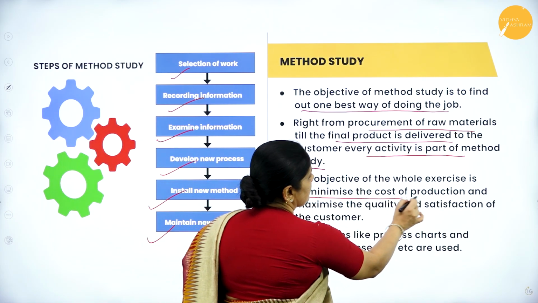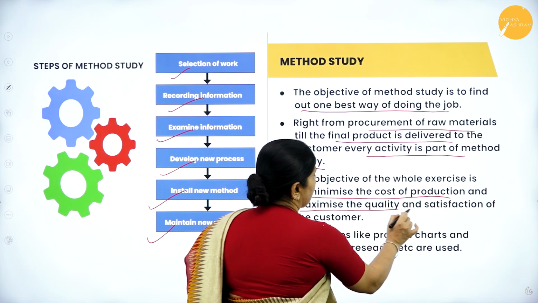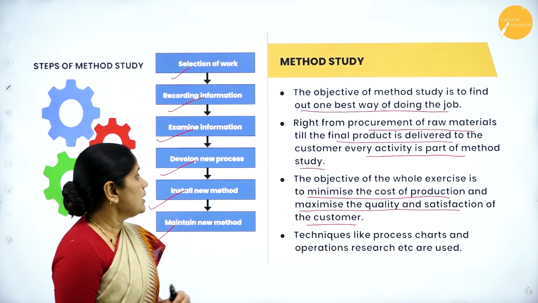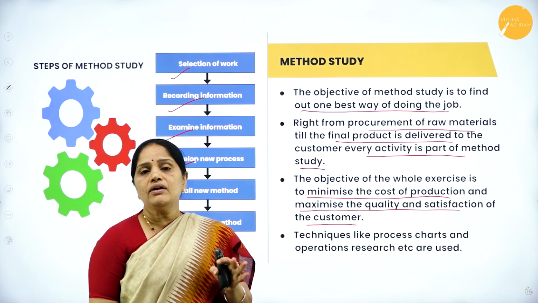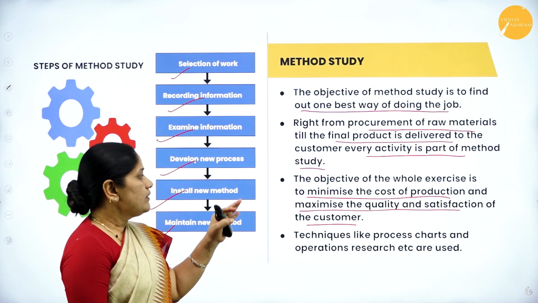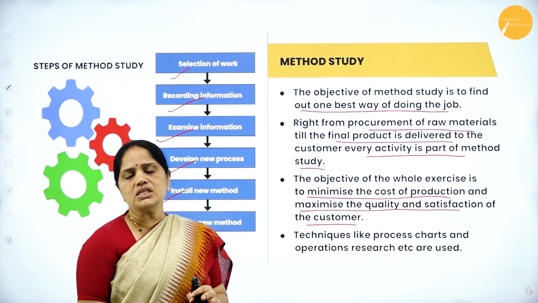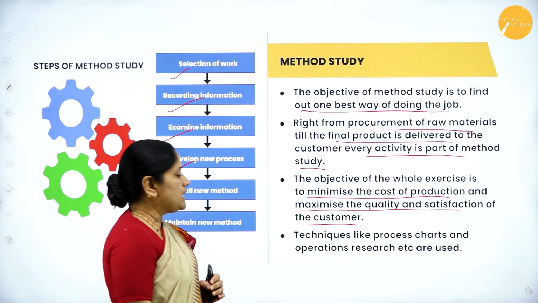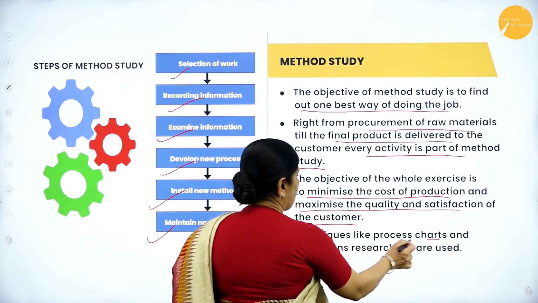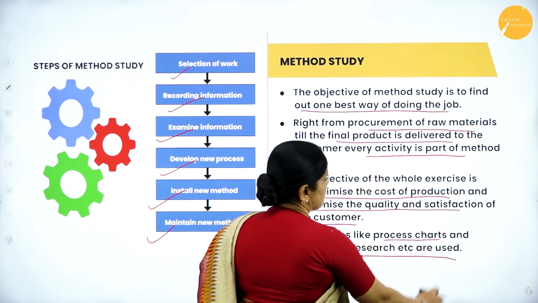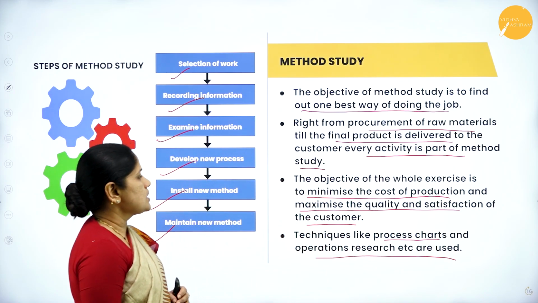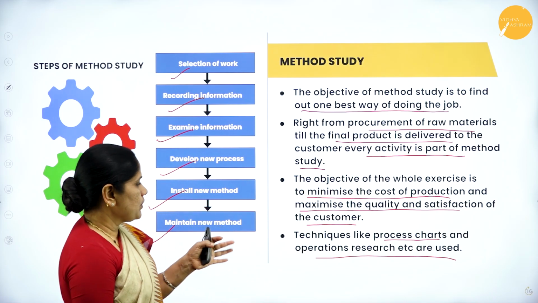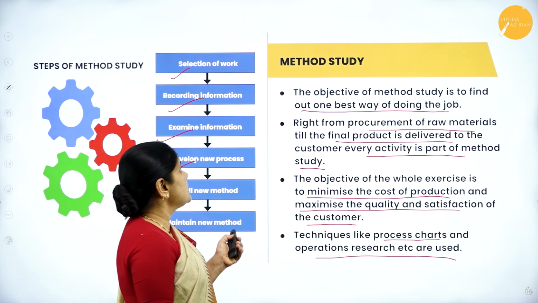So we have to minimize the cost of production, maximize the quality and satisfaction of the customer. So in the method study, we have to ensure that there is reduction in the cost of production and there is maximization of customer satisfaction. Techniques like process charts, operation research, etc. are used. So in this method study, they will be making use of the process chart and the operations research.